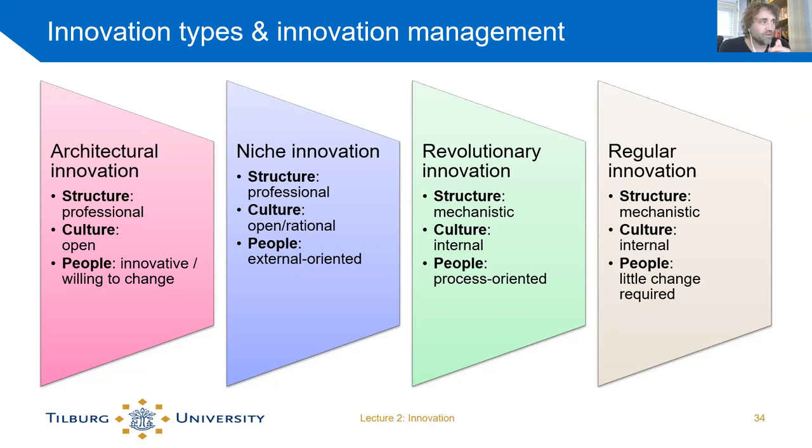So if you have an architectural innovation, it kind of requires a certain type of organization. So for example, Apple is quite an innovative company, and probably some parts of Apple are not innovative at all, but where the actual innovation happens, those are probably very open, people who are willing to change. And not necessarily open to the outside world, but open to other ideas.